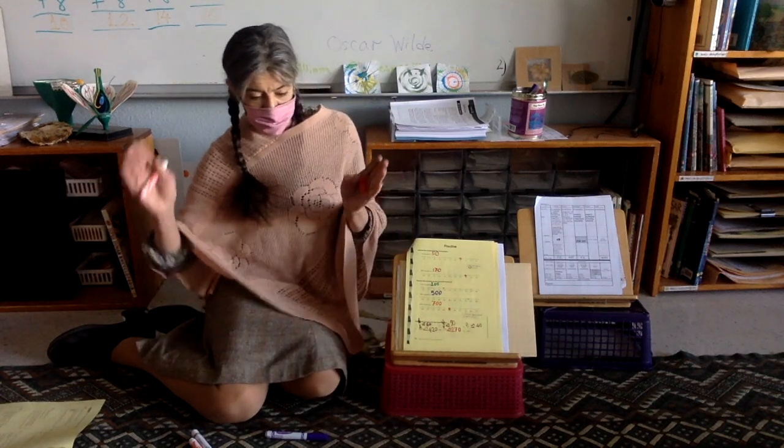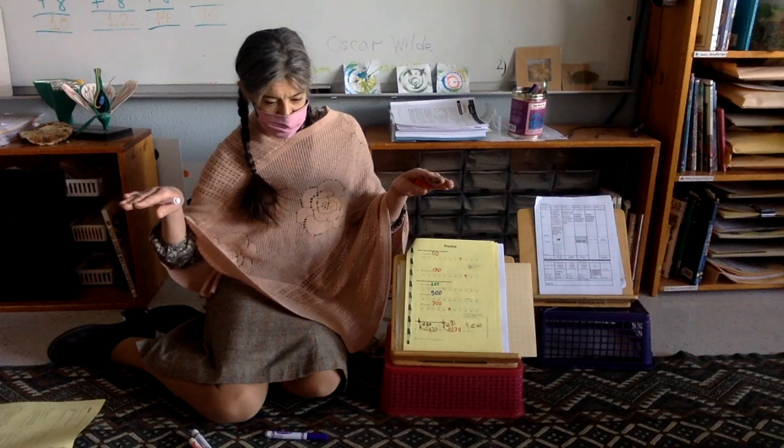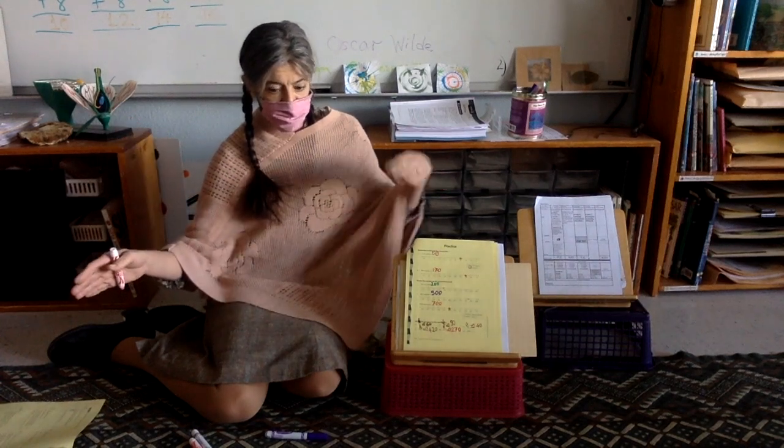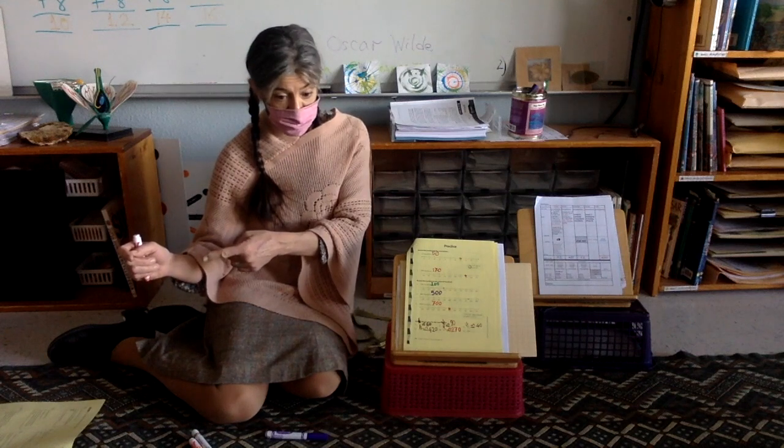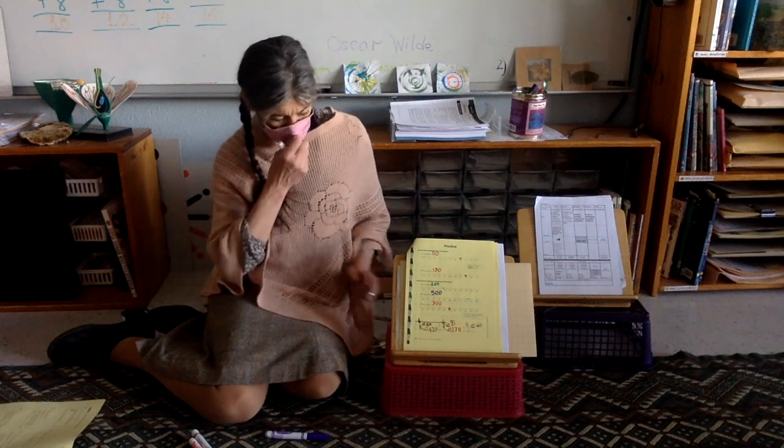So I want you to think about 271 on the number line. It's going to be between 270 and 280. And it's much closer to 270. Only 1 away. One more to do.